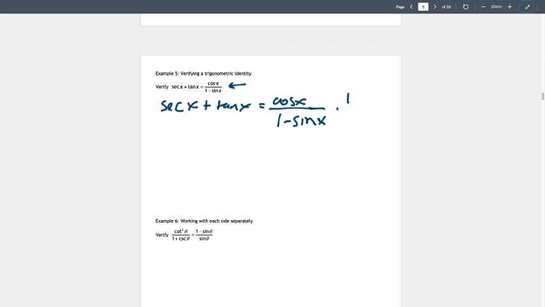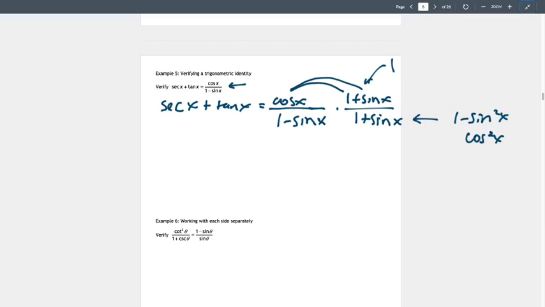But if I multiply the top and bottom by 1 plus sine x, I'm multiplying it by the number 1, so I'm not changing it. I'm just making it look like I want. It would help me out with the bottom, because when you multiply those together, that will end up being 1 minus sine squared x, which is the same thing as cosine squared x. So multiply straight across. I've got to remember to distribute my cosine through there. And that'll be cosine x plus cosine x sine x all over cosine squared x.